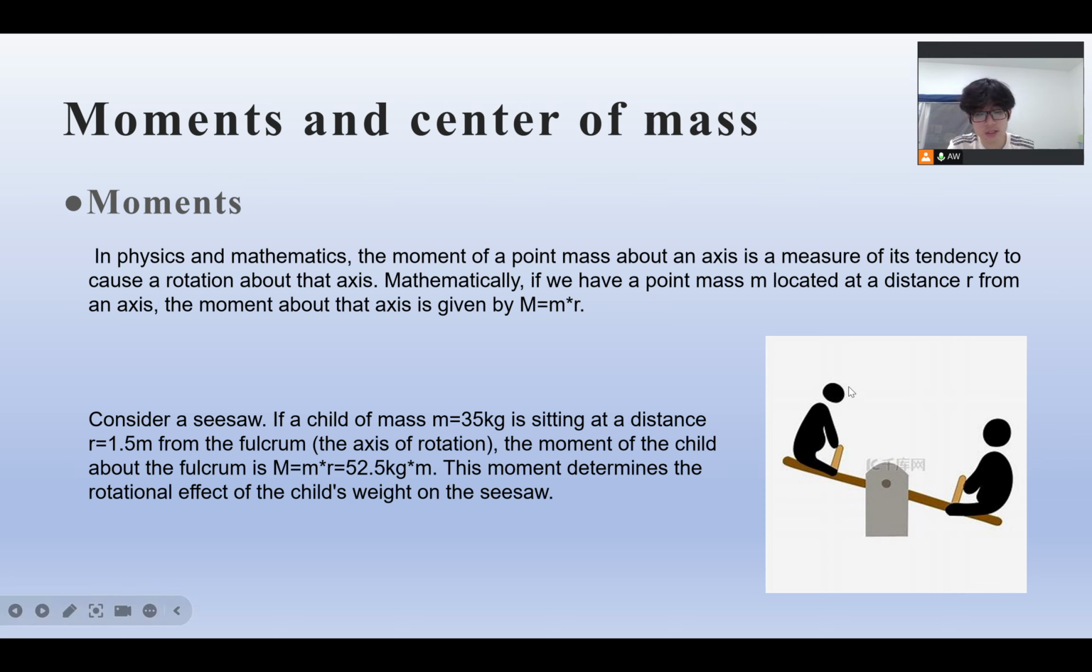So this is an example. Consider a seesaw. If a child of mass m equals 35 kg is sitting at a distance r of 1.5 meters from the fulcrum, the axis of rotation, the moment of the child about the fulcrum is M equals m times r equals 52.5 kilogram-meters. This moment determines the rotational effect of the child's weight on the seesaw.